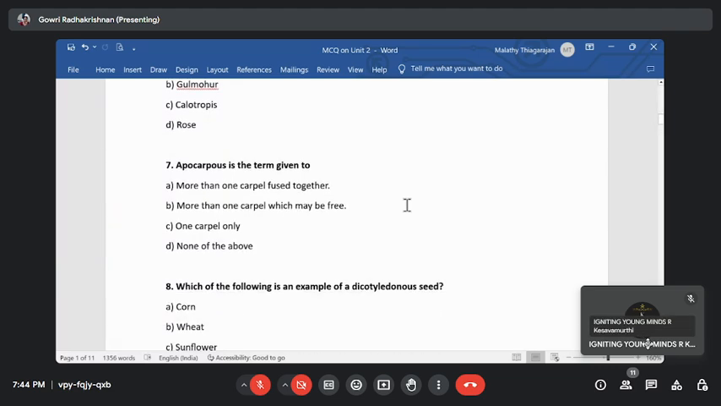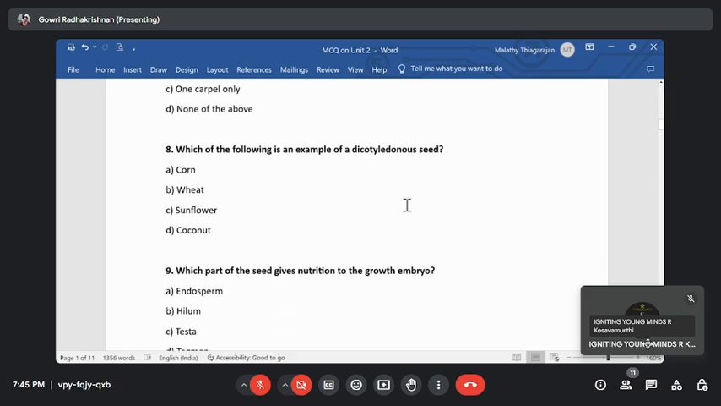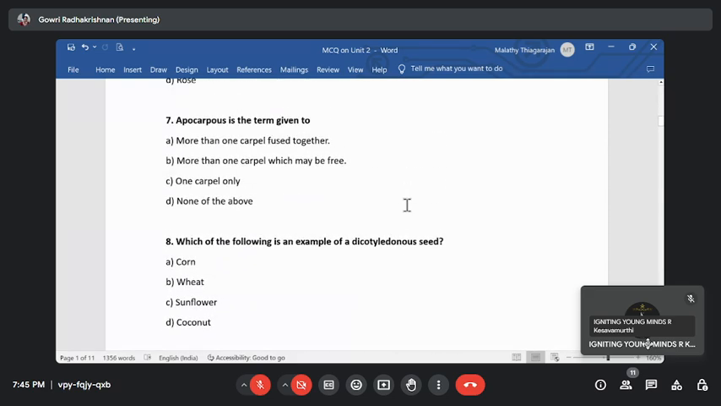Seventh one. Apocarpous is a term given to... Option B, ma'am. More than one carpel which may be free. Yes, very good. Who answered this question, ma'am? Tatpadika, ma'am. Very good. So the answer is B. B for ball. More than one carpel which may be free.